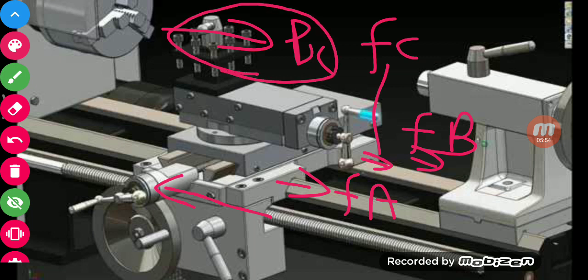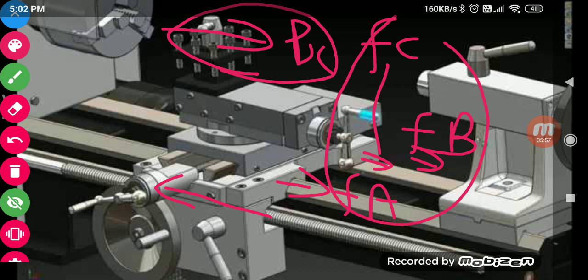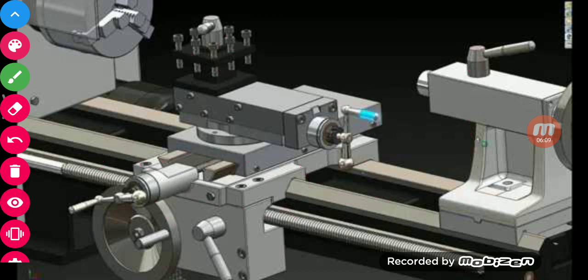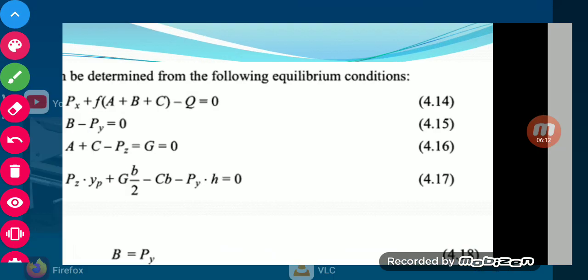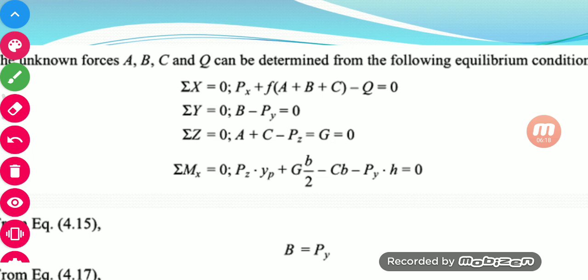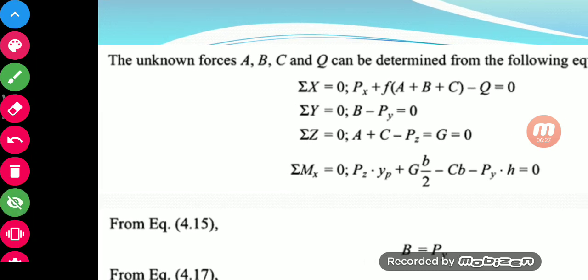Which are the forces in the same direction? We have the Px force and the summation of the frictional forces. They are in one direction. And what is in the opposite direction? This force Q. Having understood this, let us look at the equation from this perspective. We see here your Px along with your F(A+B+C) has the same sign and Q has the opposite sign. Obviously the summation is 0. So that is your first equation.